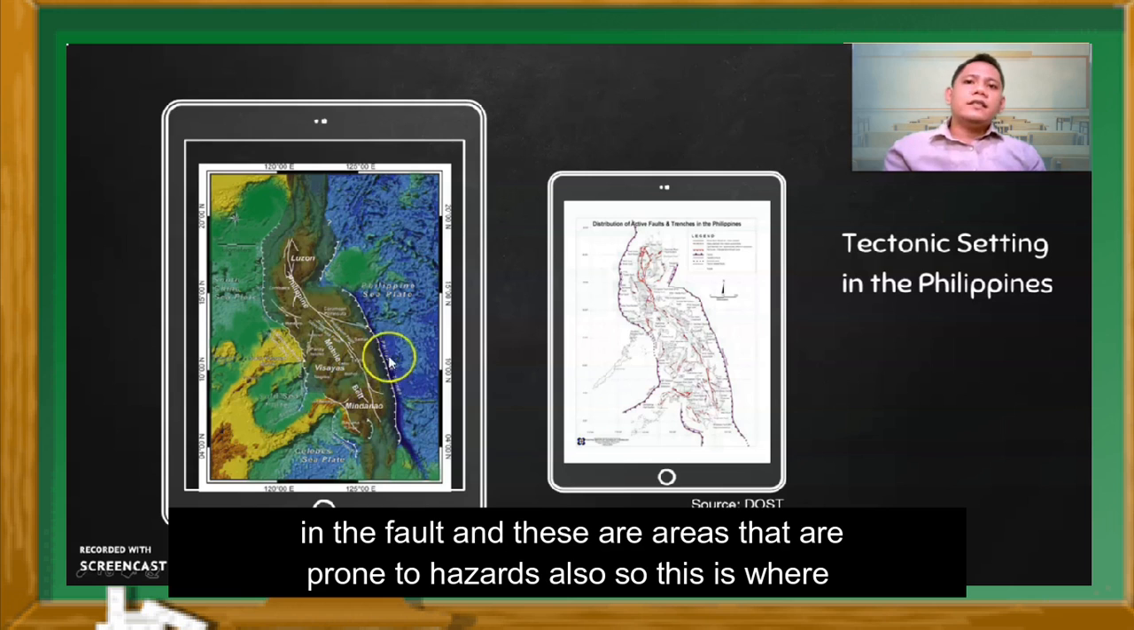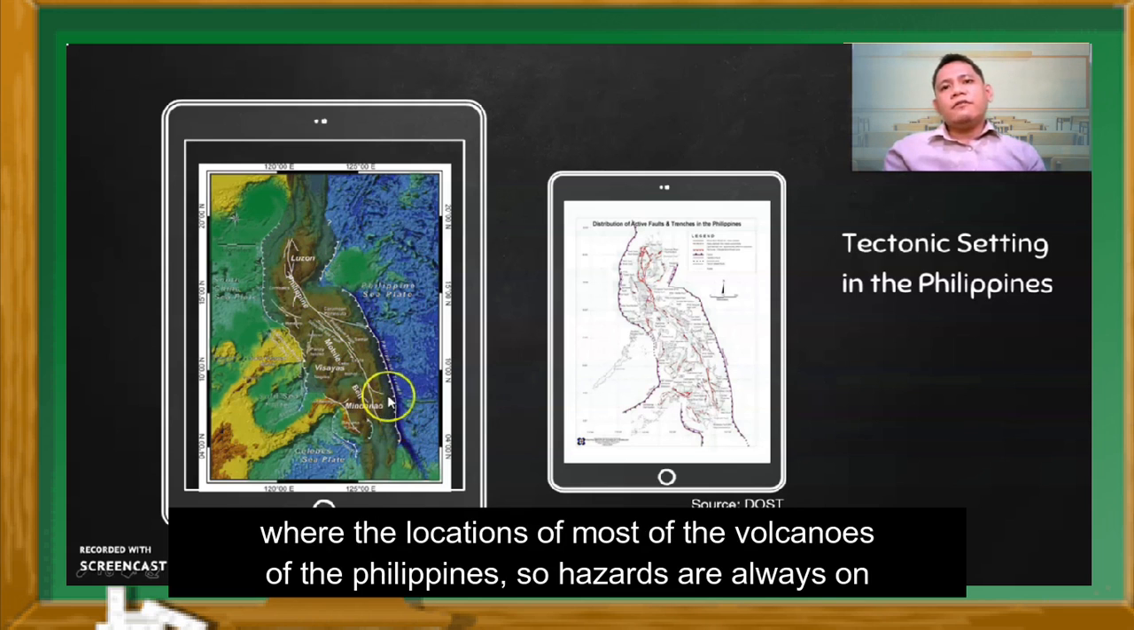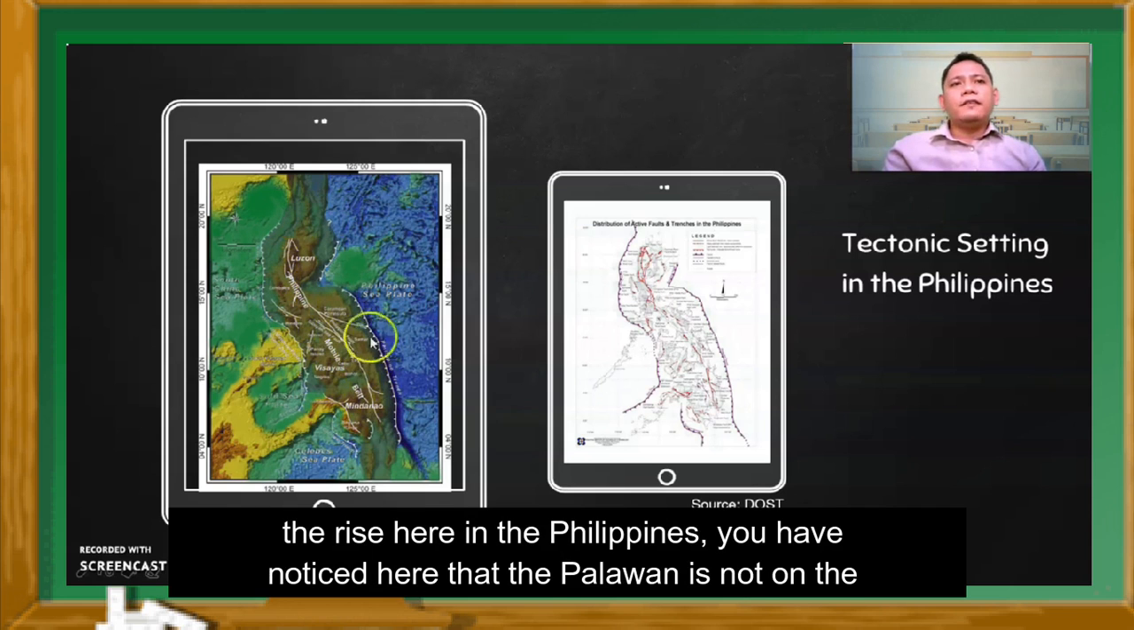These are areas that are prone to hazards also. So this is where most of the earthquakes happen, aside from the subduction zone, from the fault, and also this is where the locations of most of the volcanoes in the Philippines are. Okay, so hazards are always on the rise here in the Philippines.